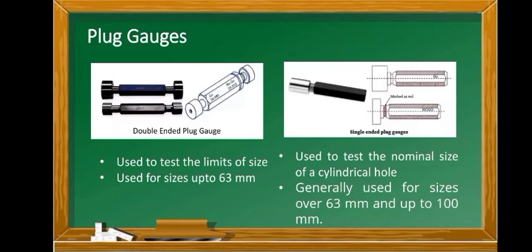And then the single-ended plug gauges. Single-ended plug gauges are used to test the nominal size of a cylindrical hole. In this type, two pieces are to be used. One piece has the go end and the other piece has the no-go end. This is generally used for sizes over 63 mm and up to 100 mm.